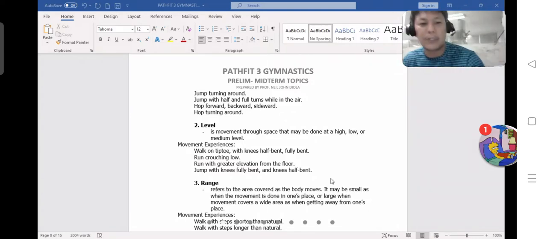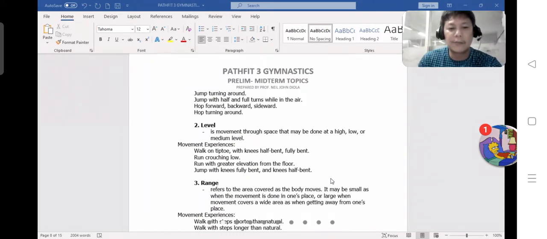Okay, so next is what we call the range. The range refers to the area covered as the body moves. So meaning, guys, each one of us has our own unique ranges.